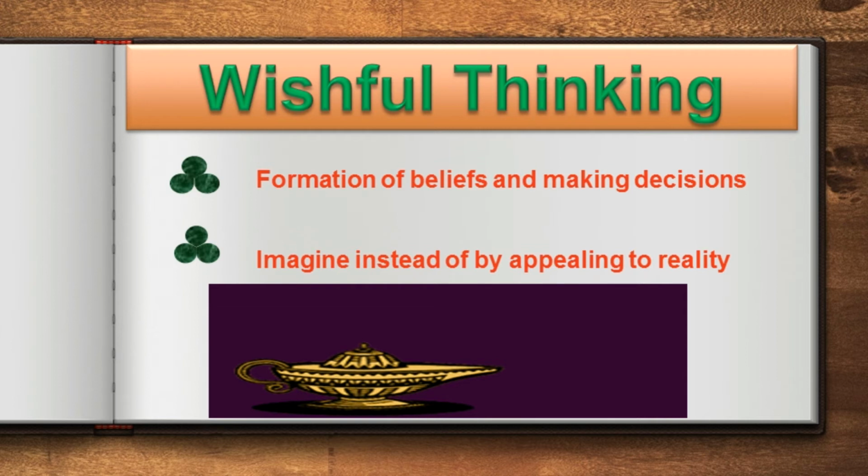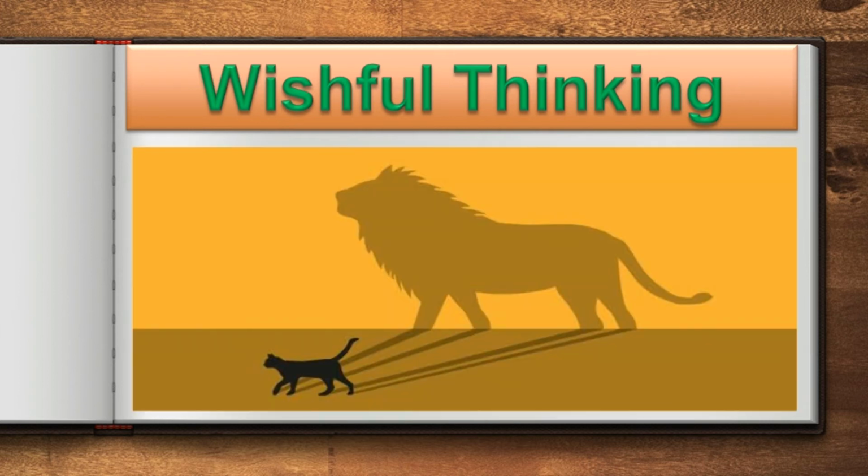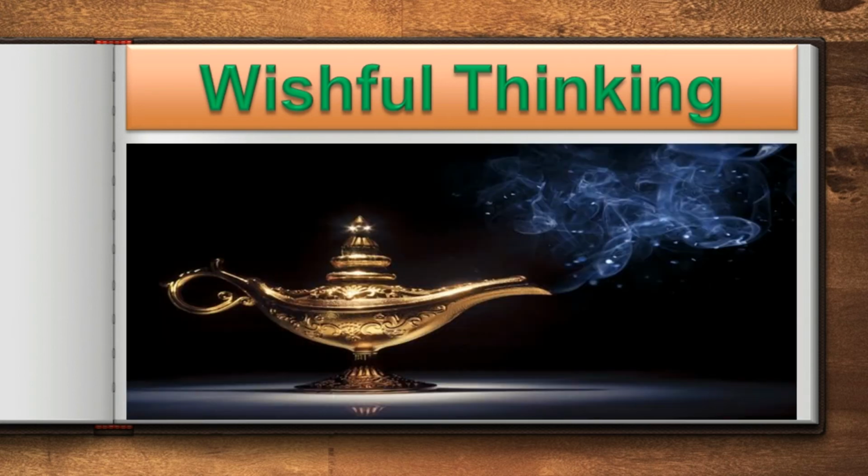Visual thinking. A powerful strategy for designing a program is visual thinking. Visual thinking is the formation of beliefs and making decisions according to what might be pleasant to imagine instead of appealing to reality. It's a product of resolving conflicts between belief and desire.